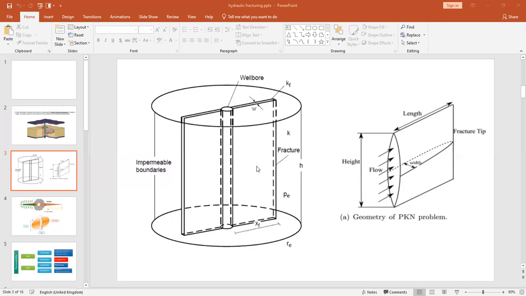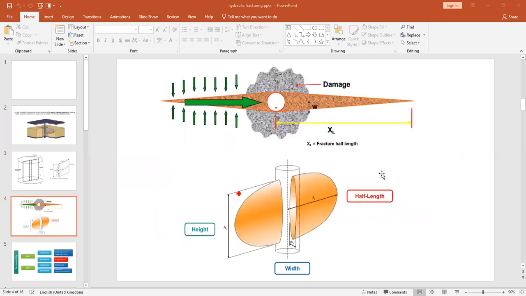Because if we don't show it in 3D like this, it may be difficult for you to understand how the width is and how the height is. You may be confused between the width and the height. All right. So this is another clearer picture of it. This is a one-dimensional model of how it may look like. We have the fracture half length, and then this is a three-dimensional picture. It shows you exactly the width from this point to this point. It gives you the fracture half length, and it also indicates to you the height.